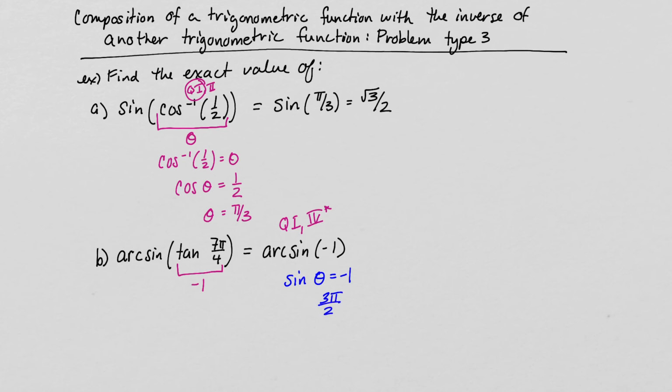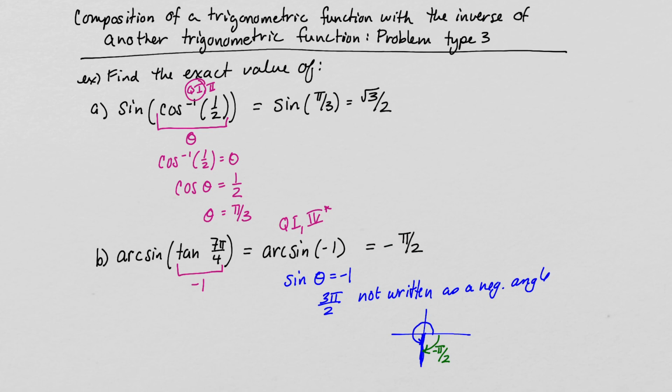But 3 pi over 2 is not written as a negative angle. So we have to change it to be that. So remember, if you think about a picture, we're saying, I went all the way to here, 3 pi over 2, and instead of writing it that way, we have to write it as swinging in the negative direction this much. So the amount I'm swinging is 90 degrees, or minus pi over 2. So the final answer here is going to be minus pi over 2.